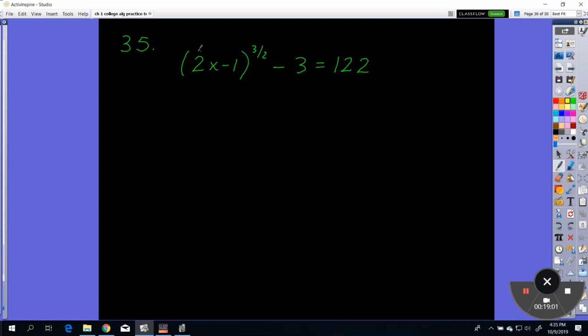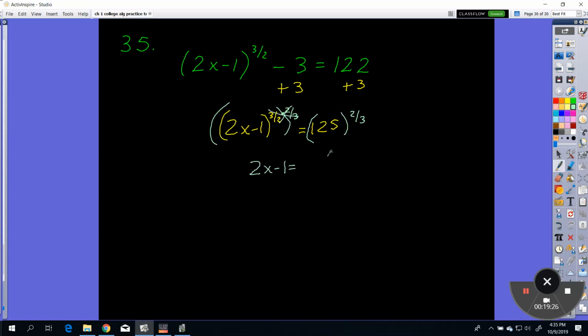35, I'm going to get this stuff that has the power alone, since it's the only thing that has a variable. So I add 3 to each side, and I get 2x minus 1 to the 3/2 equals 125. So to get rid of the 3/2, I'm going to put this to the 2/3 power. So I could write it like this and do the same thing over here. So these powers cancel off, and I'm left with 2x minus 1. Now over here, I have the cube root of 125 squared. That's the 2 on top. So the cube root of 125 is 5.